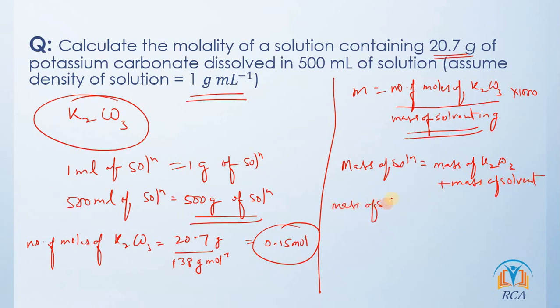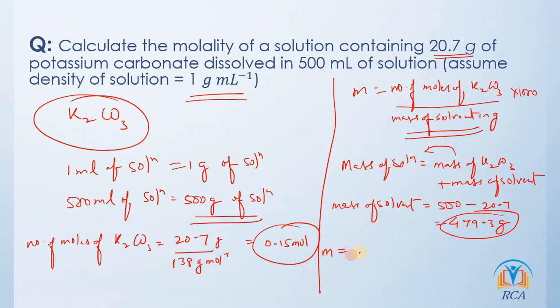The mass of solvent will be the mass of solution minus the mass of K2CO3, which is 500 minus 20.7. That will give you a value of 479.3 grams. So this is the mass of the solvent. Now it's a pretty easy question. We just have to divide.